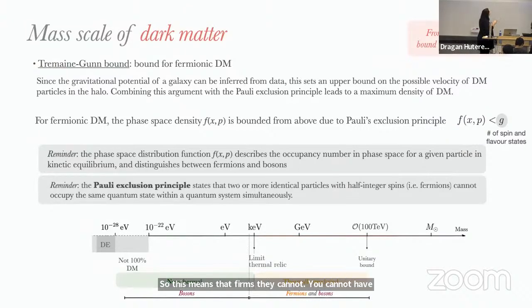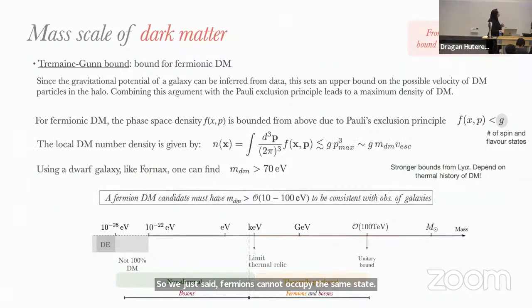Another thing we're going to talk about is the phase space distribution. You heard about this this week. Just to remember, it describes the occupancy number in phase space for a given particle in kinetic equilibrium. So you can distinguish fermions from bosons there, because it gives you the occupancy number. As we just said, fermions cannot occupy the same state, and the phase space is a way of computing that.